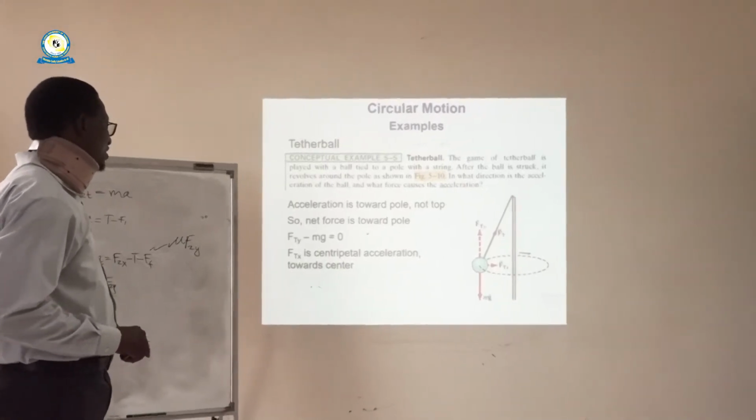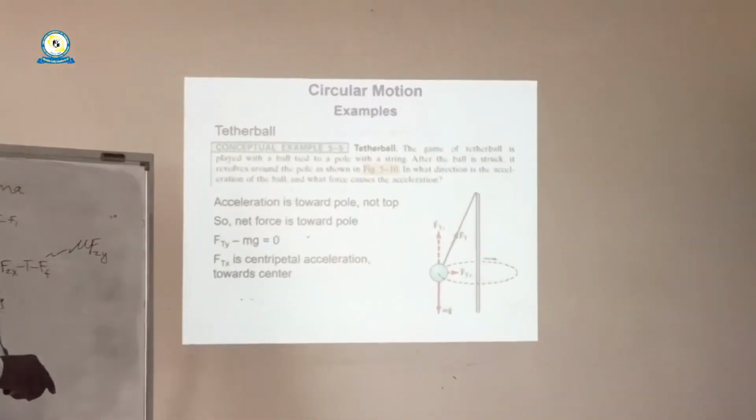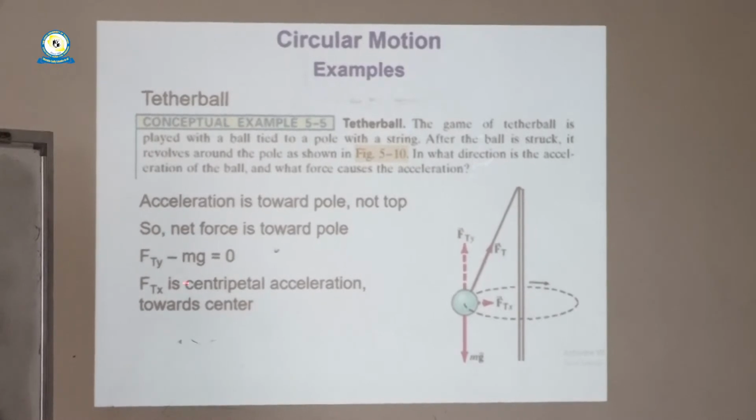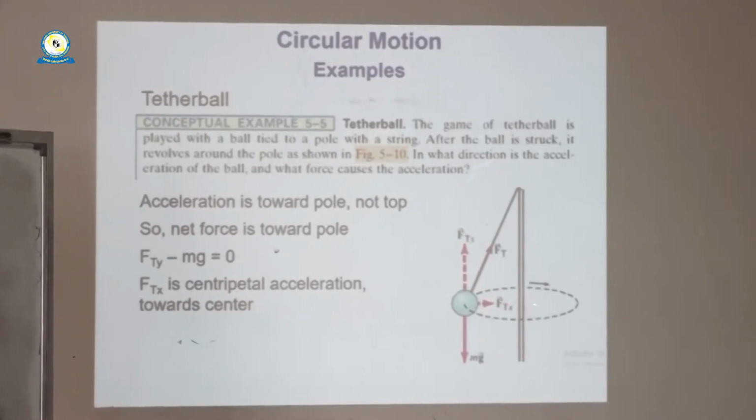As we say, Fty balances with this one, which means this equals this, or this minus this equals 0. Ftx is the centripetal force toward the center. And it means this one equals ma, equal to centripetal acceleration.